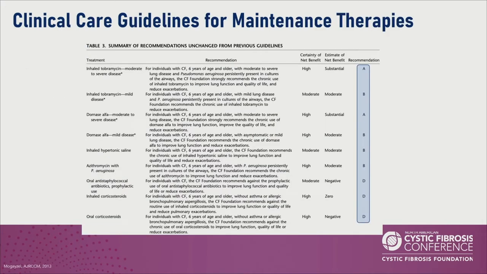These are the clinical care guidelines that were published in 2013 for maintenance therapy management. I'm not going to go through these in detail, but you can see highlighted by the blue box here that there's a reasonable amount of data to support these practices. However, even with that, the question I asked myself when starting this project is, do these guidelines accurately reflect what clinicians and patients are doing now with their maintenance therapies? Anecdotally, I think a lot of us can attest that the answer to this is no.